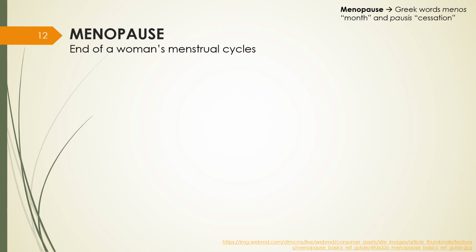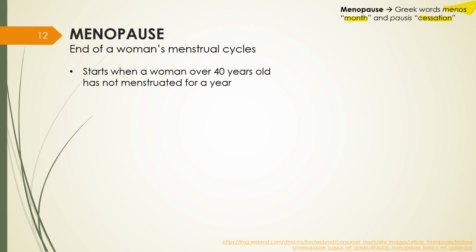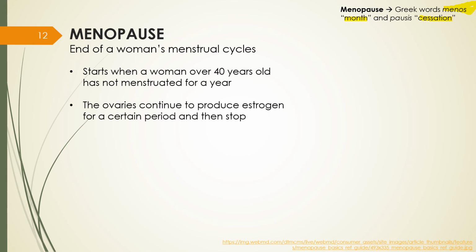Menopause is when the woman's menstrual cycles stop. Menopause comes from the Greek words menos, which means month, and pauses, which means cessation. It is considered to start when a woman over 40 years old has not menstruated for a year. So a woman who is more than 40 years old and has not menstruated for more than a year, we call it menopause.